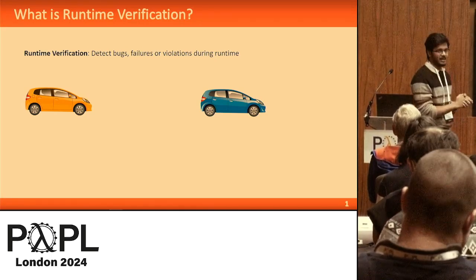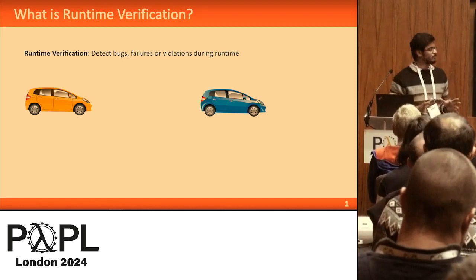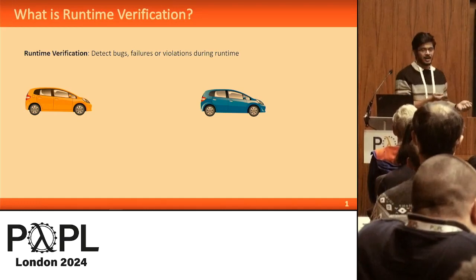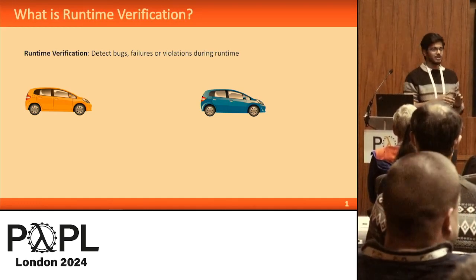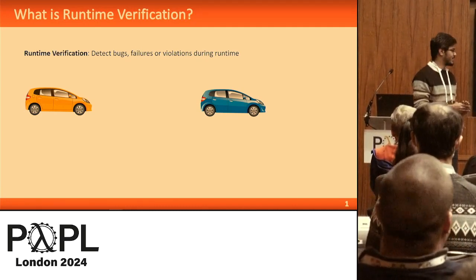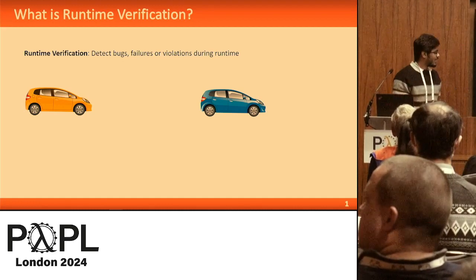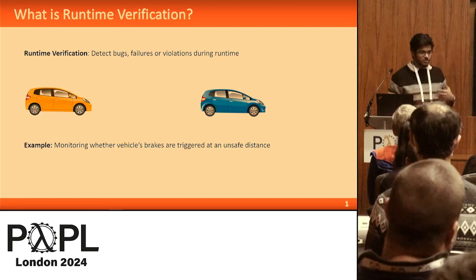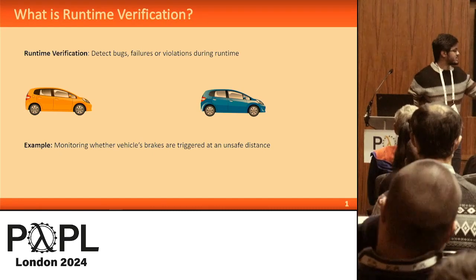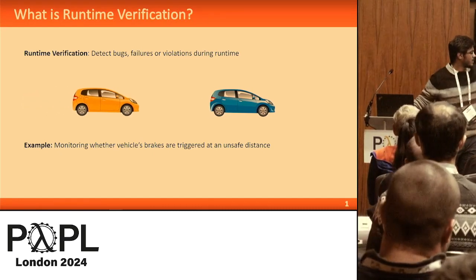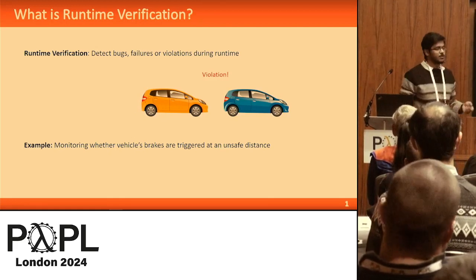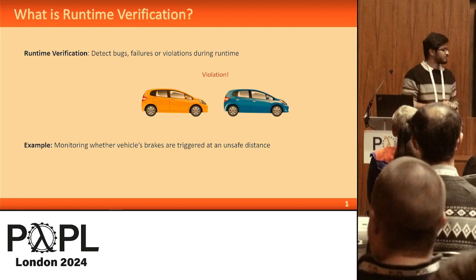As I mentioned before, since runtime verification forms a major application area, I will begin with a brief description of runtime verification. It is basically a collection of methods which are designed to detect bugs, failures, or violations during runtime. I will explain this using a simple demonstration. Imagine you have an autonomous vehicle and you would obviously like to ensure that it does not crash. For this, you can use runtime verification to monitor whether it triggers a brake when it reaches the unsafe distance of another vehicle. Runtime verification would detect a violation if it does, and it would report it to the human user to take immediate action.